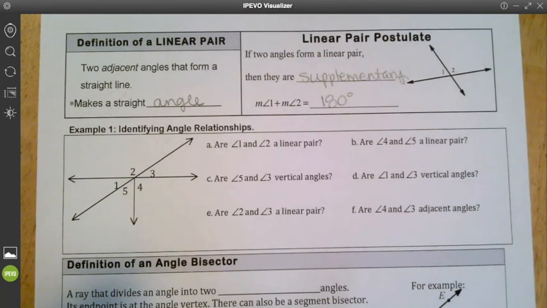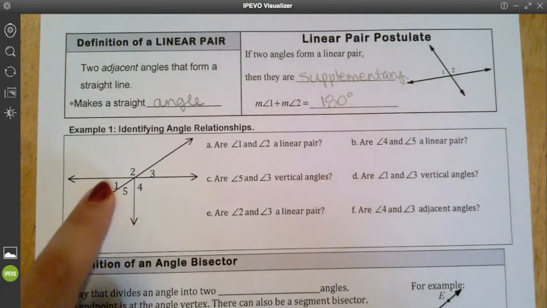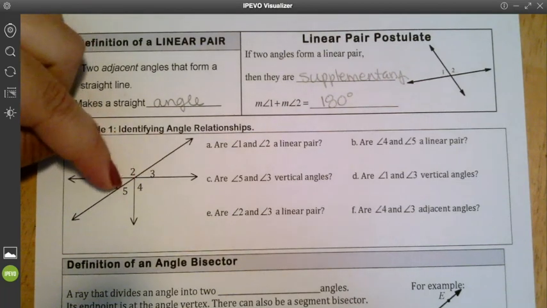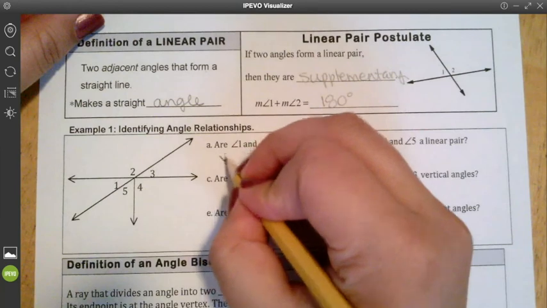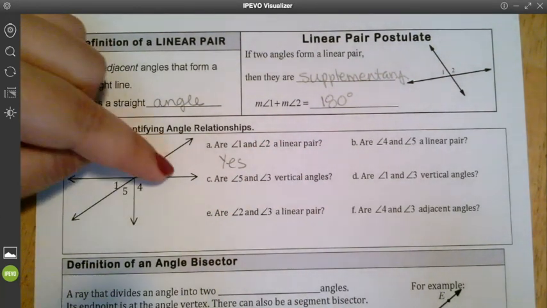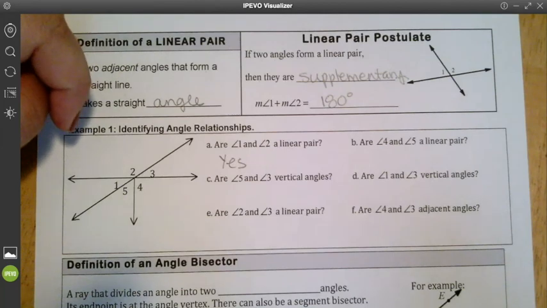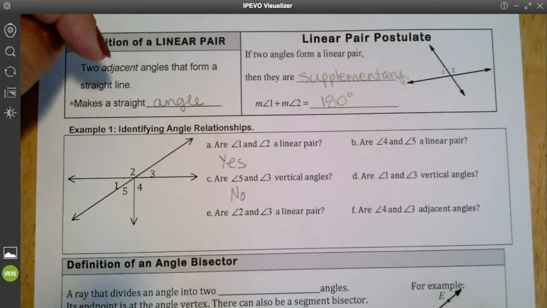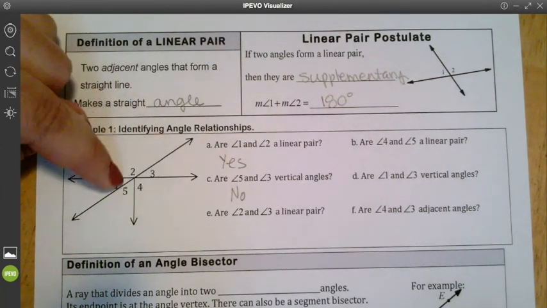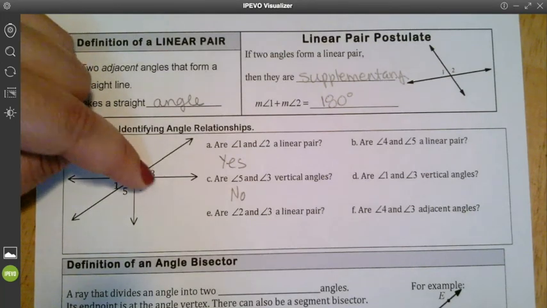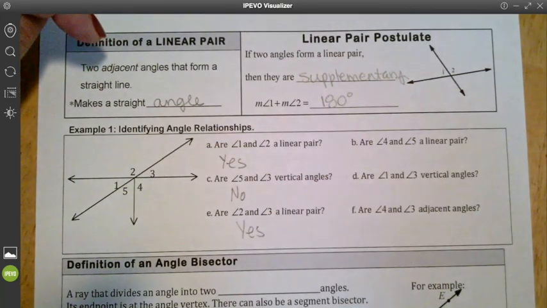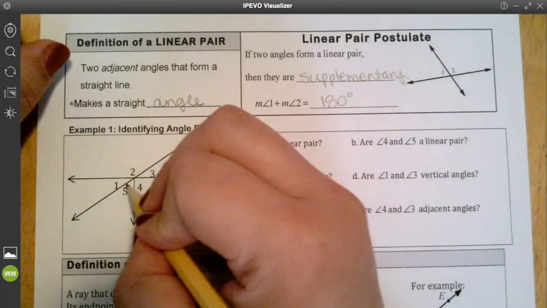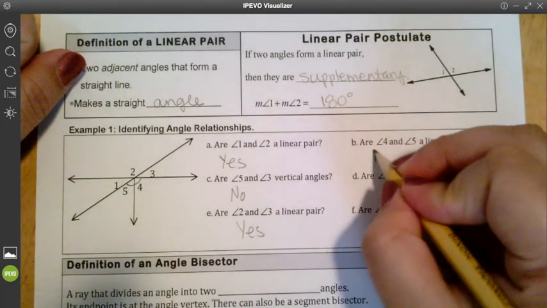So let's see if we can identify some linear pairs. In this diagram, are 1 and 2 a linear pair? Well, if we go through angles 1 and 2 together, does it make a straight line? Yes. How about angle 5 and 3? Angle 5 and 3 are not even adjacent, so they can't be a linear pair. Angle 4 is between them, so no. How about angles 2 and 3? I can go through angles 2 and 3 and it makes a straight line. So yes, these are a linear pair. 4 and 5, they are adjacent, but when I go through both angles, notice that does not make a straight line. So no, these are not a linear pair.